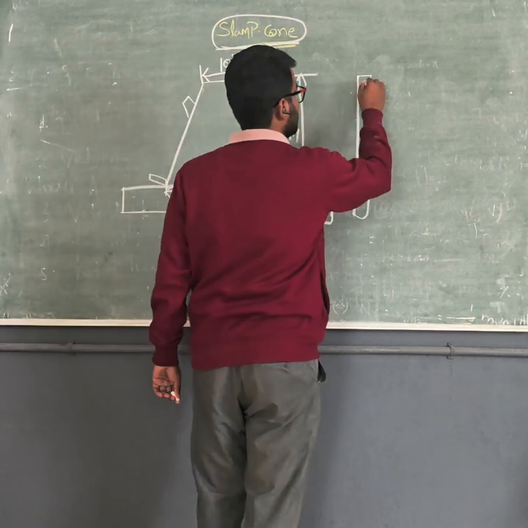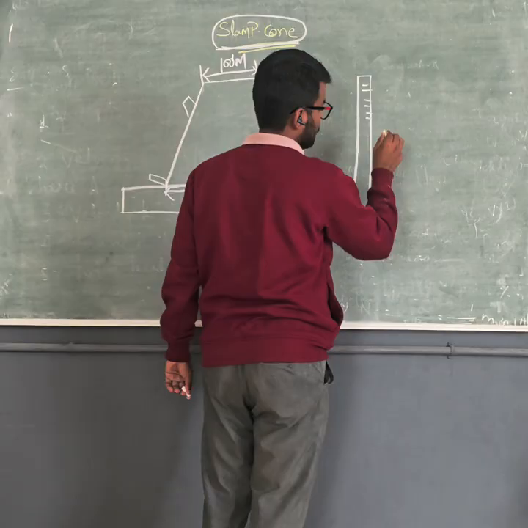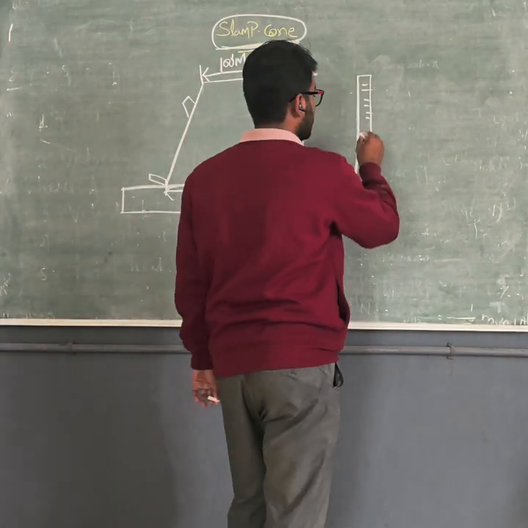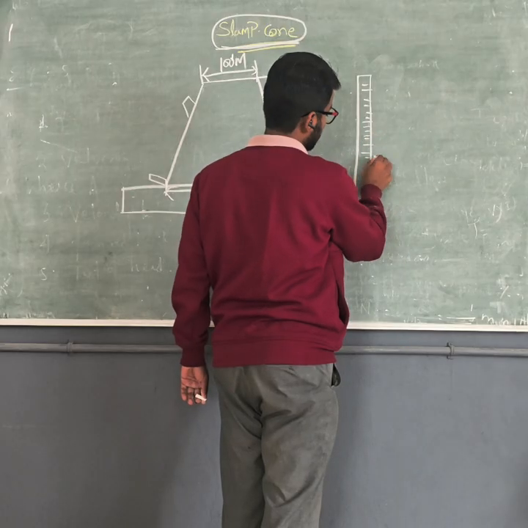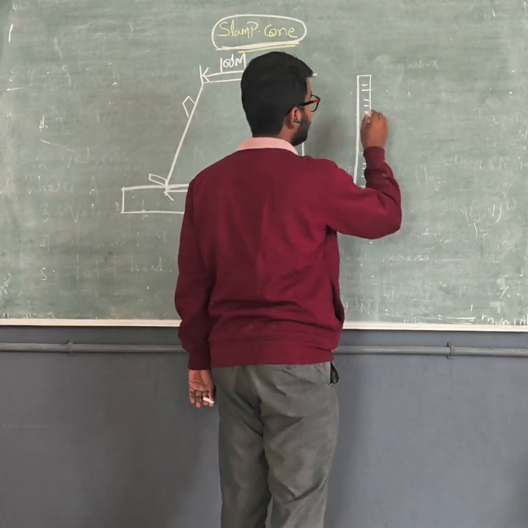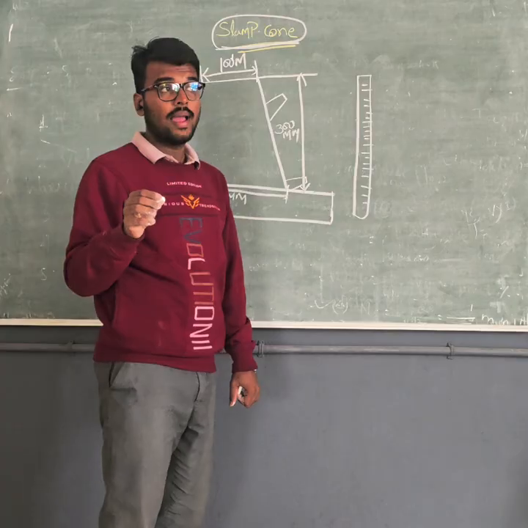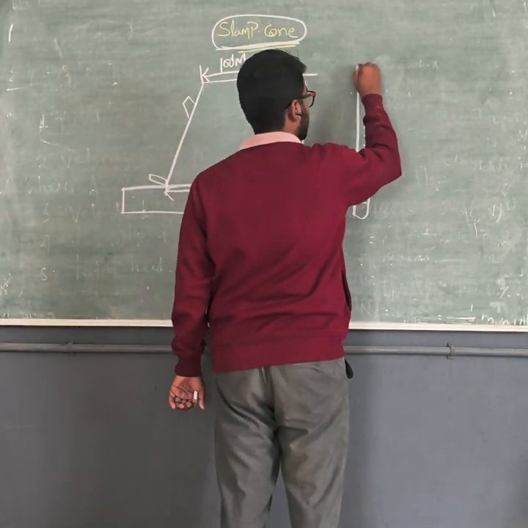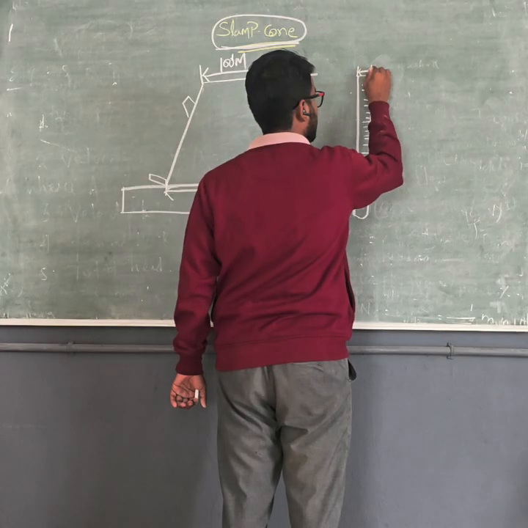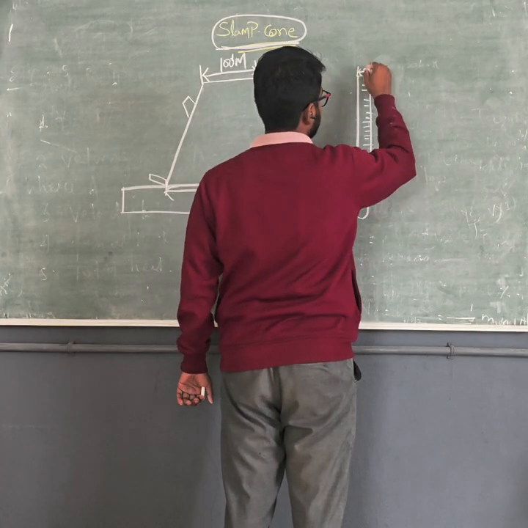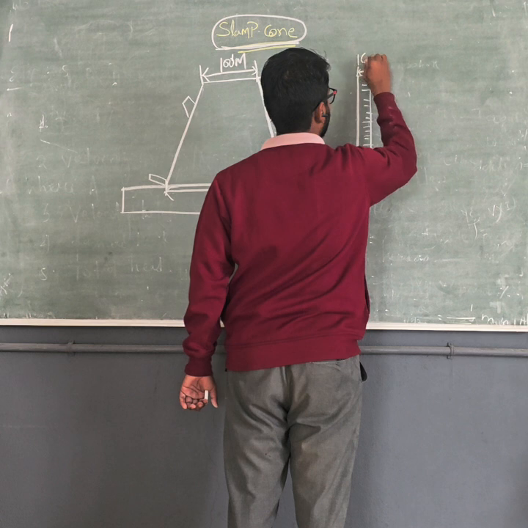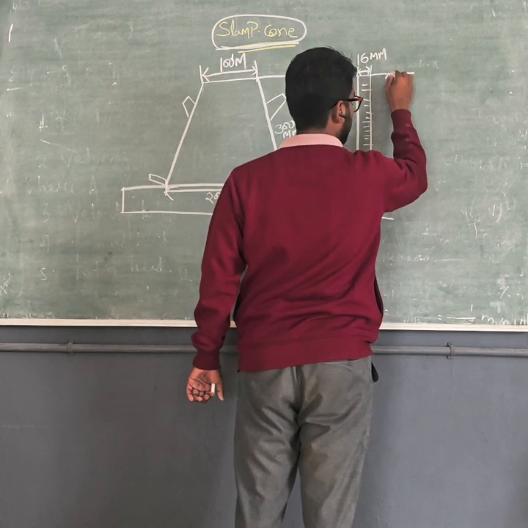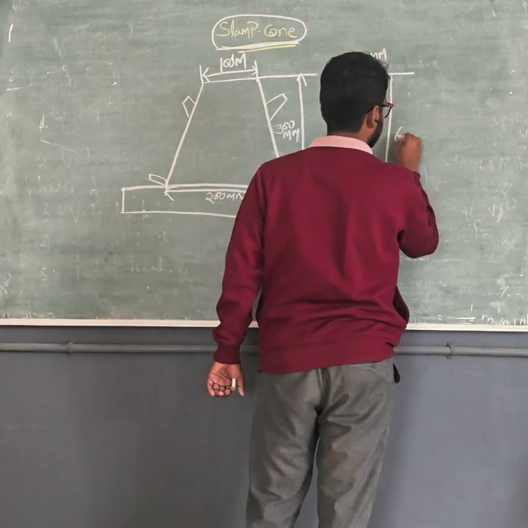And the tamping rod has two uses. First one is to remove the voids from the concrete, and second one is to measure the slump value of the concrete after demolding. So the tamping rod also has a standard size. The diameter of the tamping rod is 16 mm, and the length of the tamping rod is 600 mm.